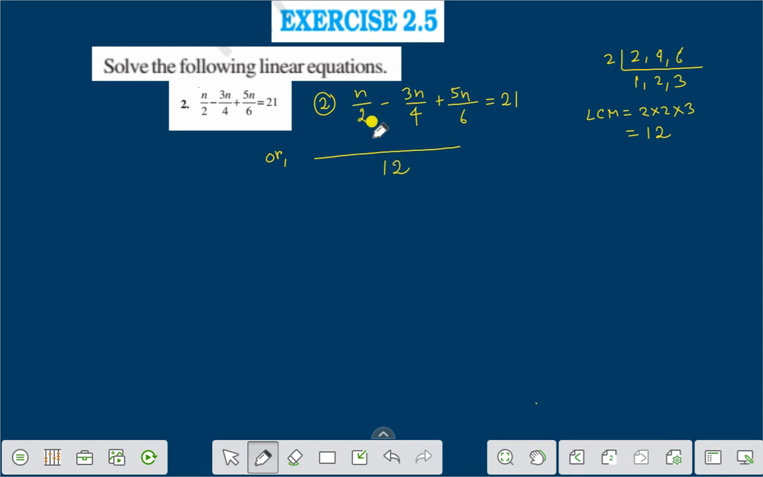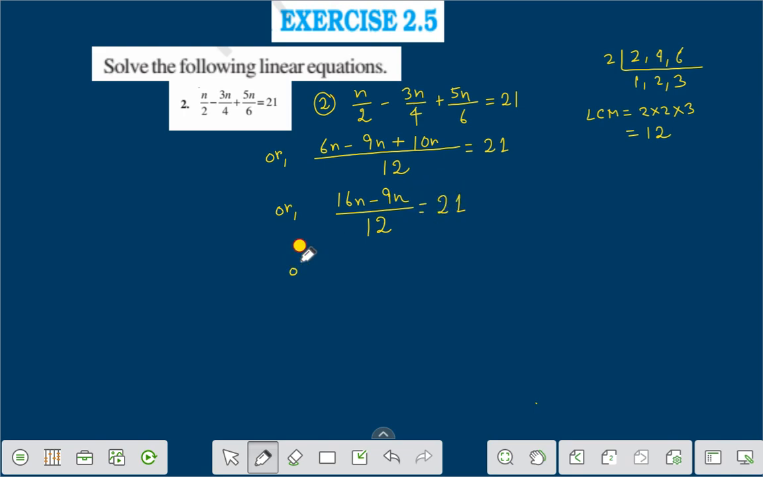Divide 12 by 2, that is 6, so 6n, minus, if we divide 12 by 4, that is 3, 3 3 is 9n, plus, if we divide 12 by 6, that is 2, 5 2 is 10n, equal to 21. Or 6n plus 10n is 16n, 16n minus 9n by 12 is equal to 21.